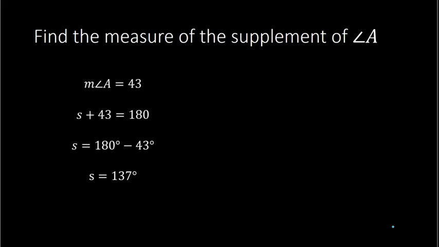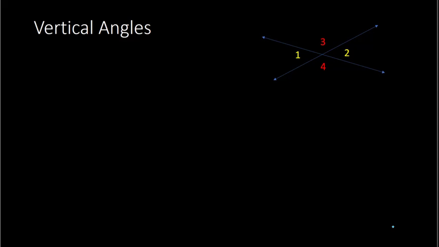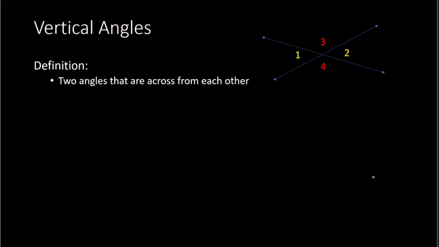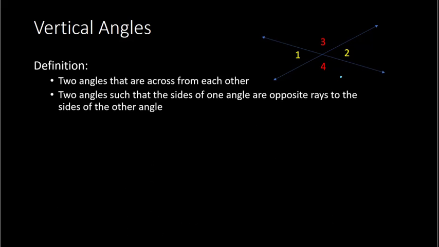Our next type of pairs of angles are what are called vertical angles. Now vertical angles are two angles that are across from each other. All right, so we see here the red angles, so 3 and 4. All right, those angles are vertical. Then angles 1 and 2 are vertical. Now a more technical definition is two angles such that the sides of one angle are opposite rays to the sides of the other angle.